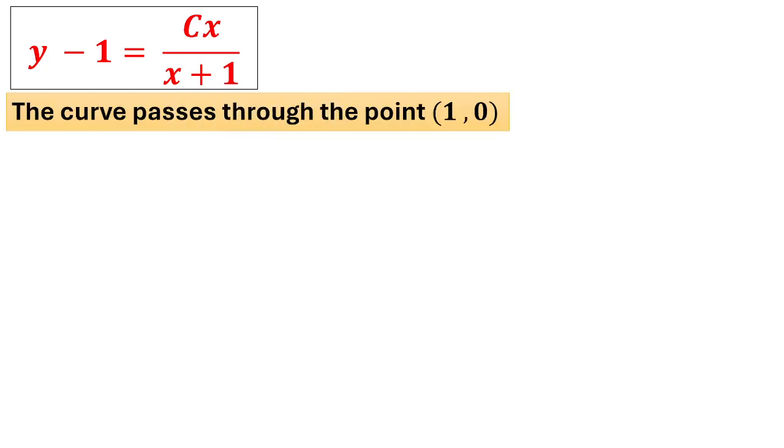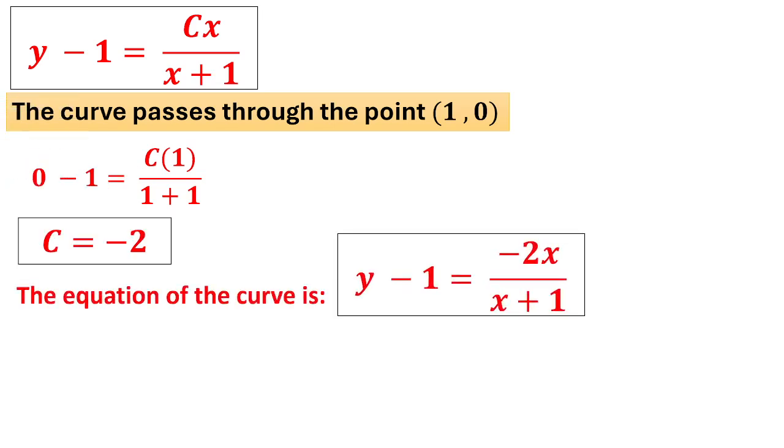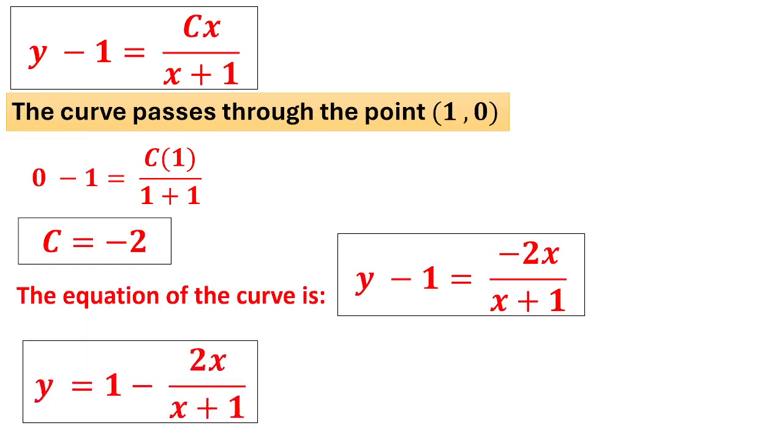Now the curve passes through the point (1, 0). The point (1, 0) should satisfy the curve. Therefore, we are putting y is equal to 0 and x is equal to 1. I am getting the value of c as minus 2. Therefore, this is the equation of the curve: y is equal to 1 minus 2x upon (x plus 1).